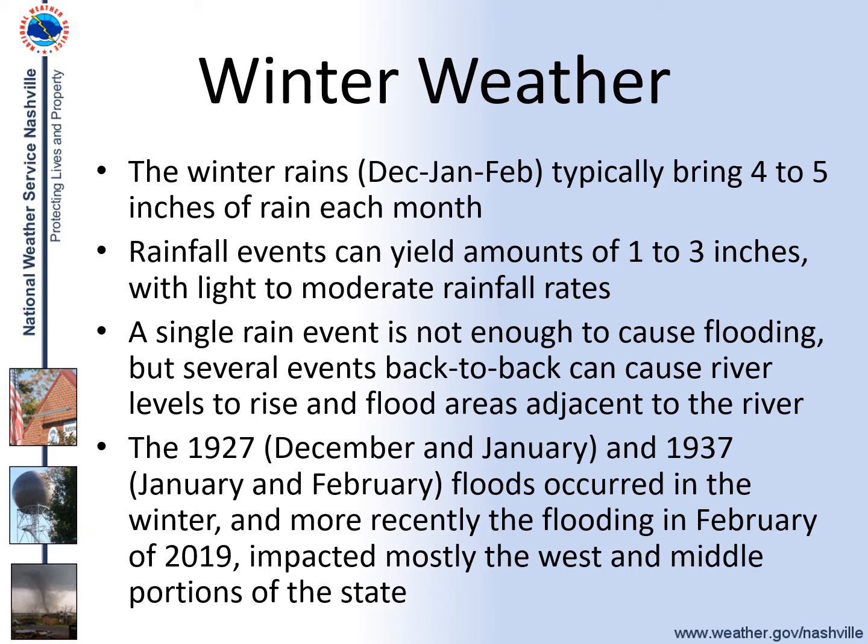Where we see flooding develop is when we get multiple rain events and the water builds up into the larger rivers and streams. Two big floods on record, the December 1926 into January 1927 flood and the January 1937 flood into February 1937, impacted mostly the western and middle portions of Tennessee. These were caused by repeated rains over the same area, just like we saw recently in February of 2019.